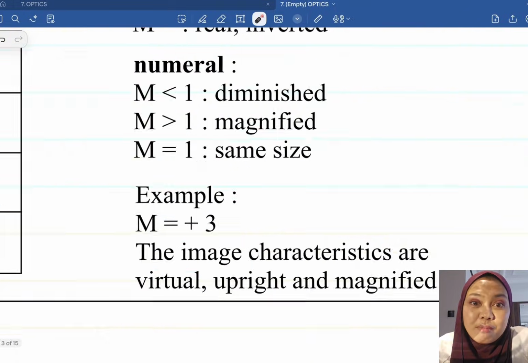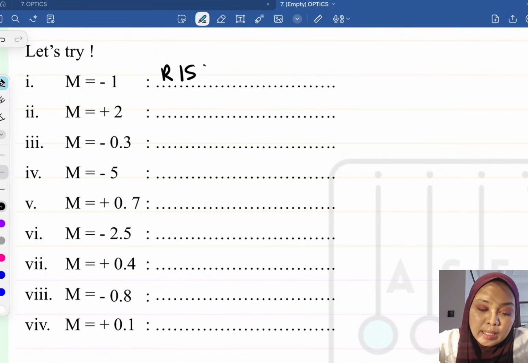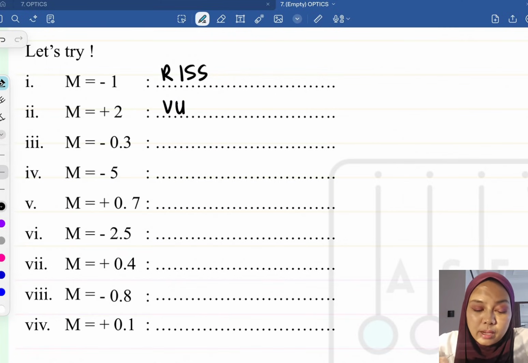Now let's try more examples. Here we have negative and 1. Negative is real inverted, and then 1 is the same size as the object. Next we have positive and 2. Positive is virtual upright, and 2 is more than 1, hence it is magnified.